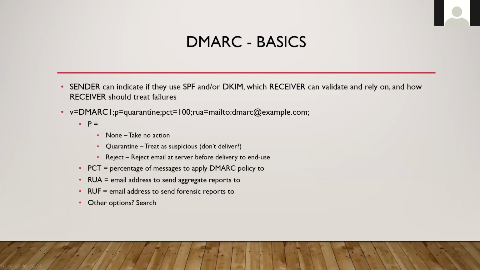So DMARC is kind of the thing that glues all this stuff together. The way it works is it checks both of these. It's another DNS record, so kind of settings, same deal. It's going to start with v=DMARC1. Then you've got your p value. There's three options there: none, do nothing, quarantine.